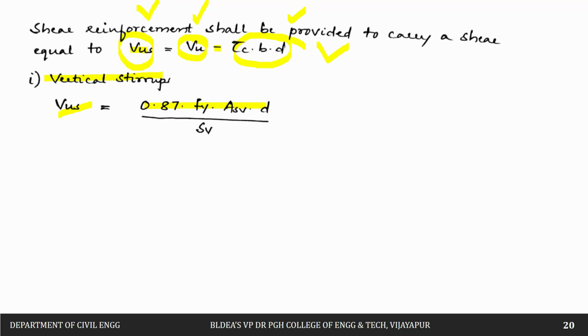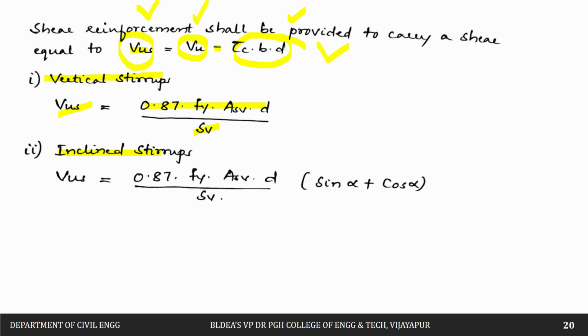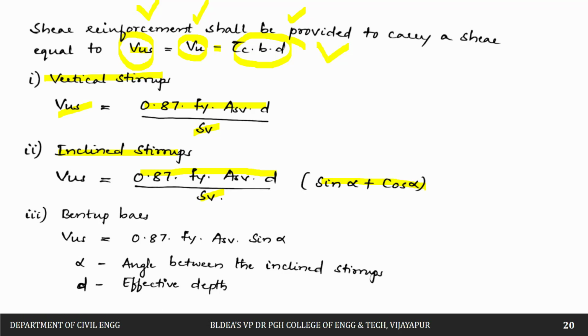For a vertical stirrup, Vus = 0.87 fy Asv d / Sv. If it is inclined stirrups, it is 0.87 fy Asv d / Sv (sin α + cos α), where α is the angle of the inclined stirrups. When we provide bent up bars, it is given as Vus = 0.87 fy Asv sin α.